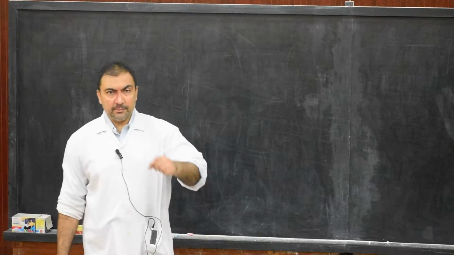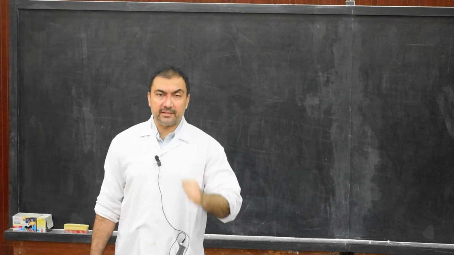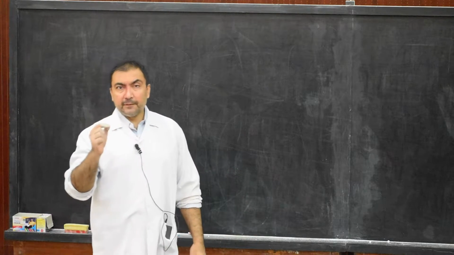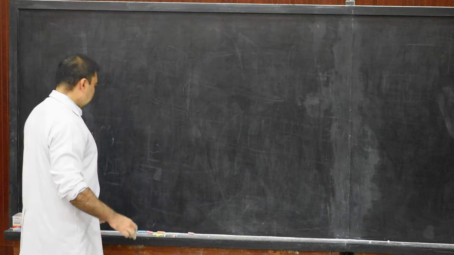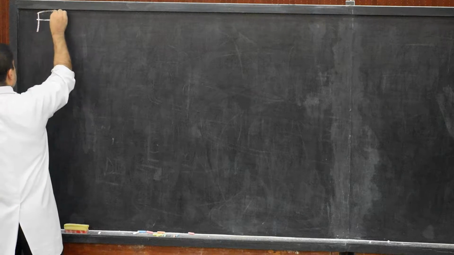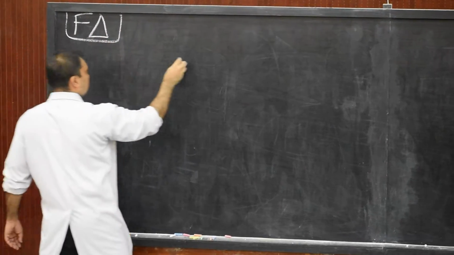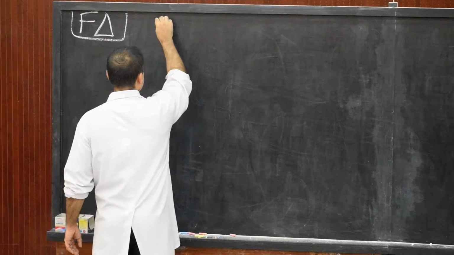Good morning students, here we come up with the gross anatomy lecture of femoral triangle. So in this segment we are going to discuss the boundaries of femoral triangle. In the boundaries of femoral triangle, first we are going to draw the inguinal ligament.